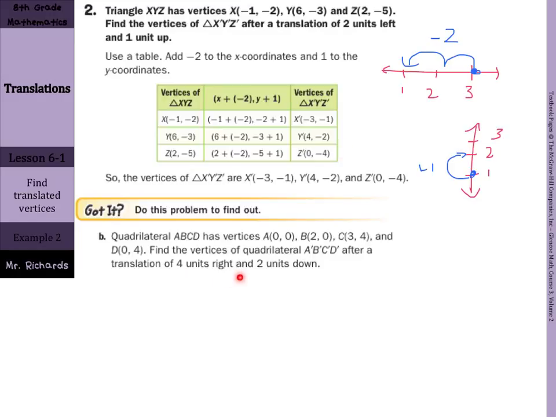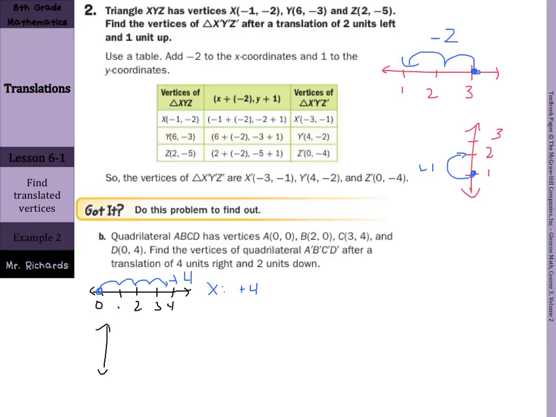4 units to the right. And if you need to sketch yourself a number line on these just to kind of see what's going on, go 0, 1, 2, 3, 4, and say, all right, if I started at 0 and I went 4 units to the right, I'm adding 4 to each of these. So for my x-coordinates, I'm going to add 4.